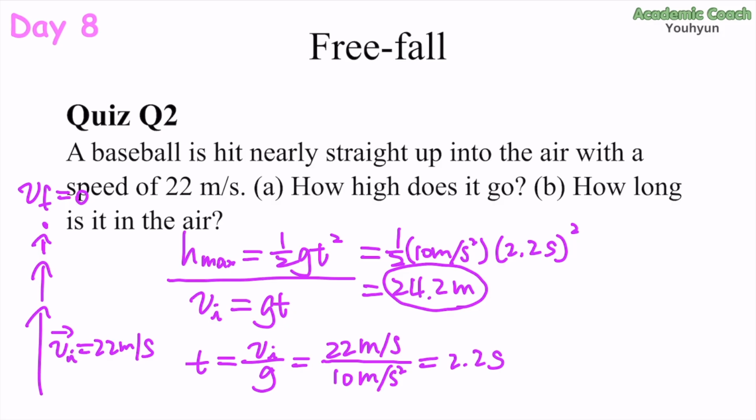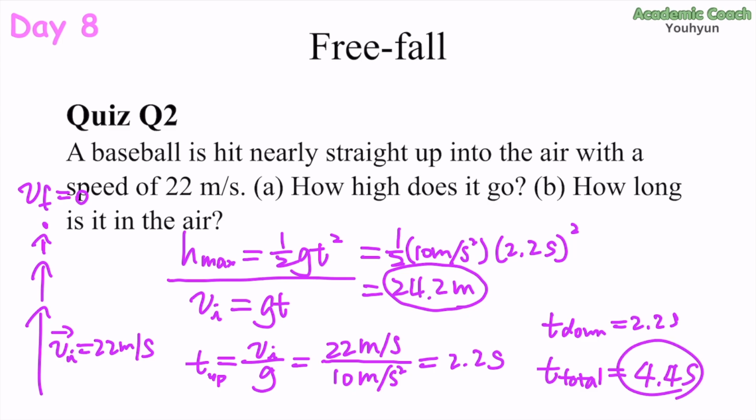B, how long is it in the air? Where we already got the T here again. This T means either T up or T down. That's equal to 2.2 seconds. So when it comes down, T down will be exactly the same, 2.2 seconds. That means T total would be twice of them, so 4.4 seconds.